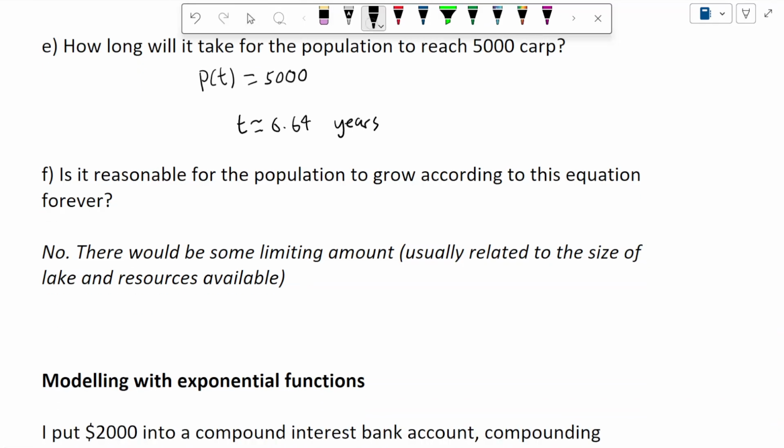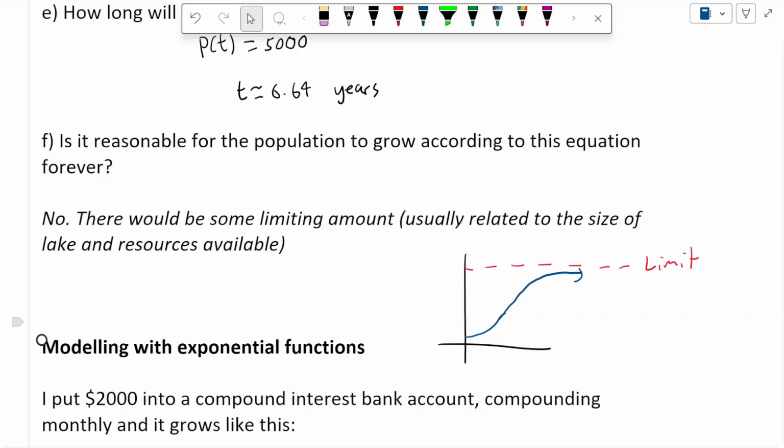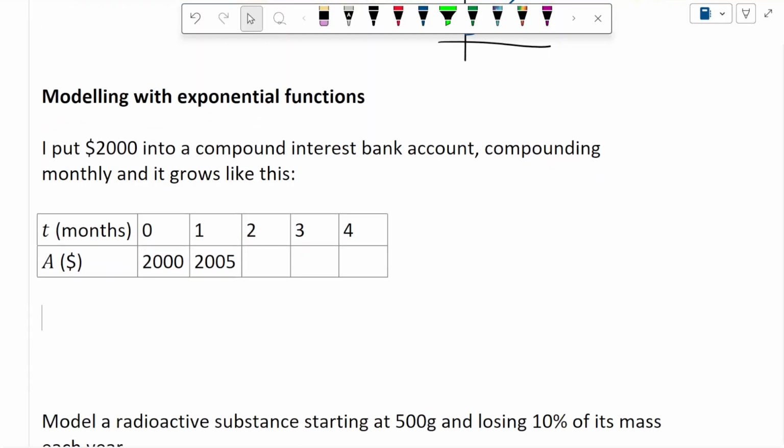So the graph actually would look something like this. It would start off exponential, and it would sort of reach some limit there. The graph that I just drew there is called a logistic function, which shows up a bit in year 12. Okay, next we've got a model with exponential functions, so we need to find the equation.